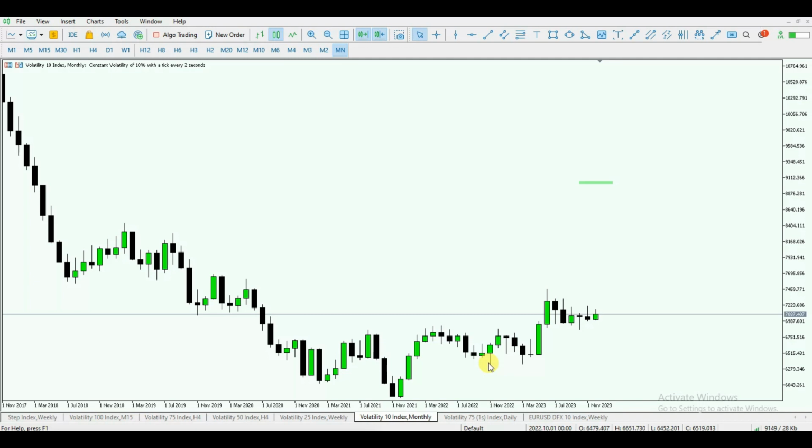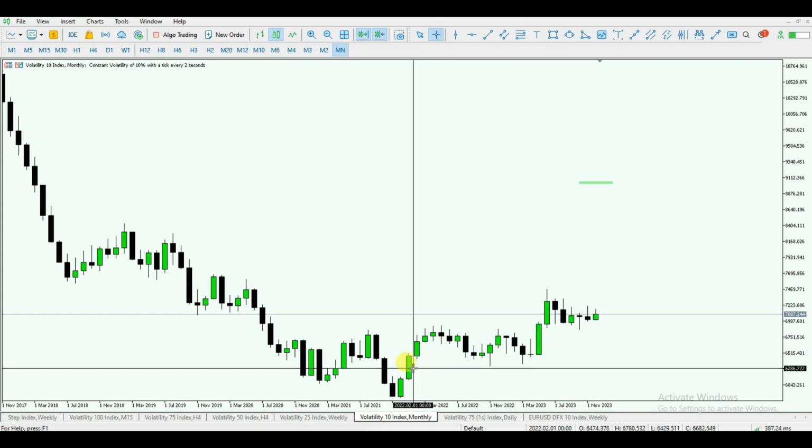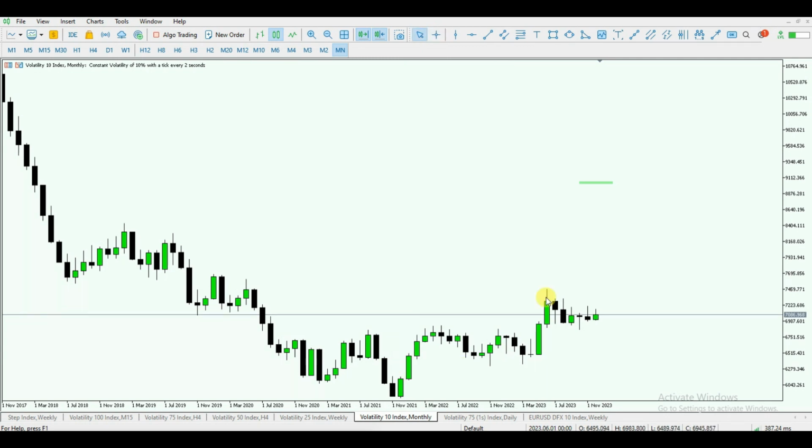Now with volatility 10, what are we seeing on the chart? This is the monthly time frame, and you could see price traded this area, came up above this, so structure shift, price reversed in here, and then we went up above this high. So now this is where we have our protective low.